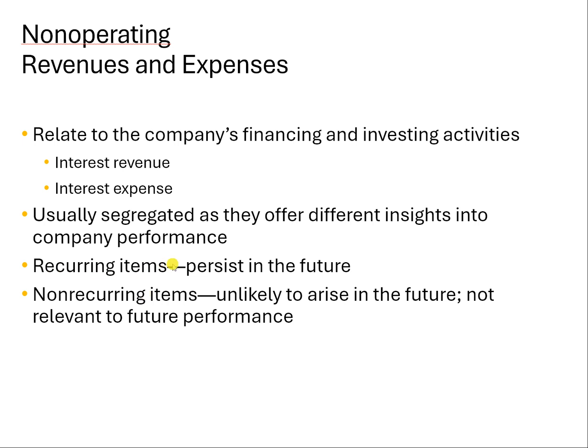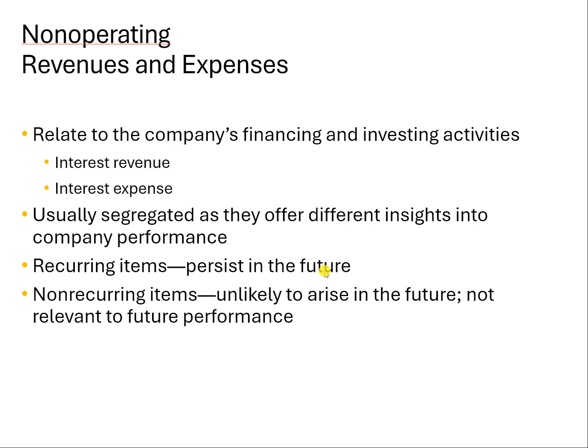Recurring items, recurring revenues, non-operating revenues and expenses, are going to persist in the future. For example, interest expense will be recurring, so for sure it's a recurring item. It's going to persist in the future. So in the future, we can also have interest expenses. So that should be considered for future performance.